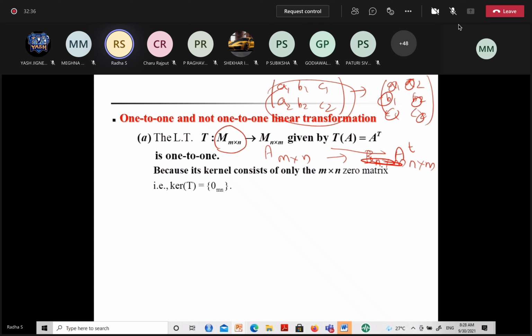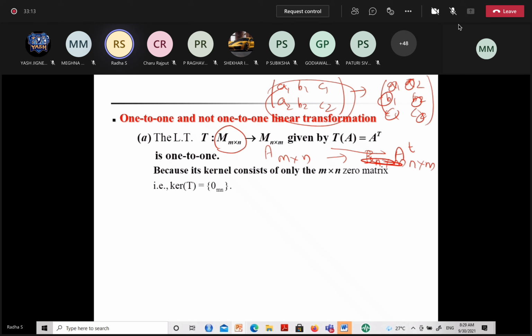So that means only the 0 matrix can be carried on to a 0 matrix, even if it is transposed. So what is there in the kernel of the linear transformation? Only the 0 matrix. Only, that is very important. So this linear transformation is 1 to 1, because the kernel has only one entry, the 0 matrix.